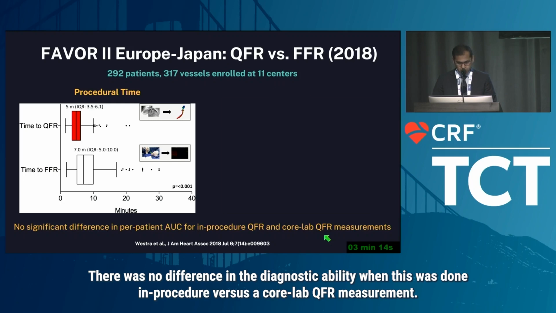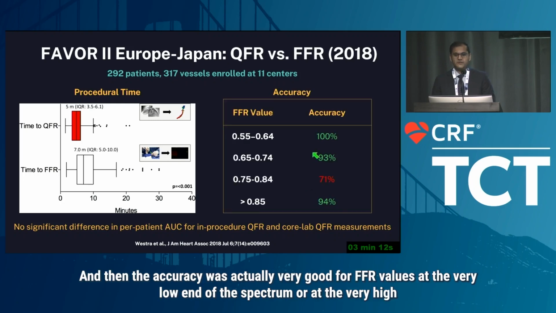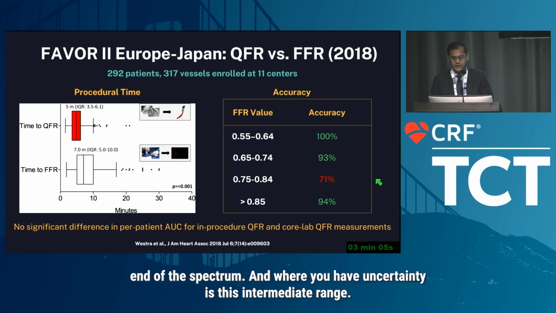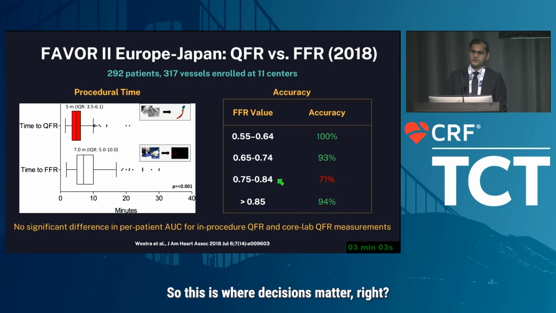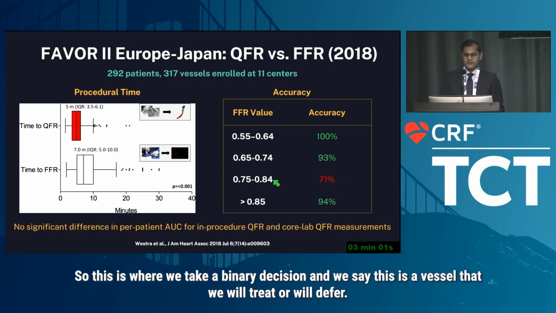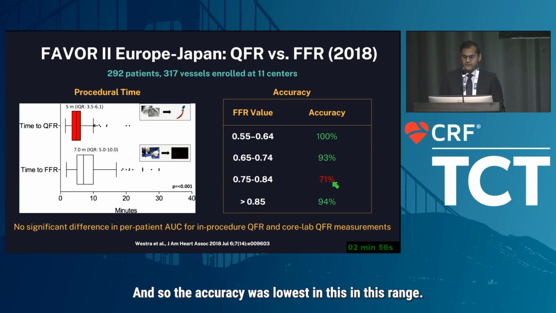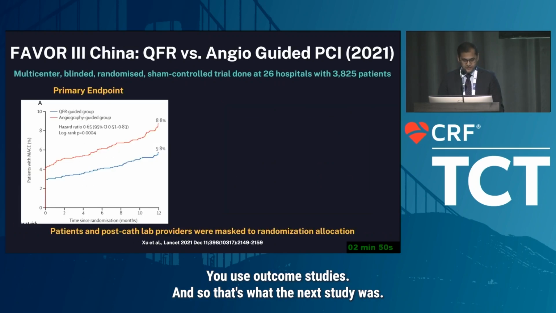The accuracy was very good for FFR values at the very low end or the very high end of the spectrum. Where you have uncertainty is this intermediate range. So this is where decisions matter, right? This is where we take a binary decision and say this is a vessel that we'll treat or we'll defer. The accuracy was lowest in this range. So how do you reconcile that? You use outcome studies, and that's what the next study was.